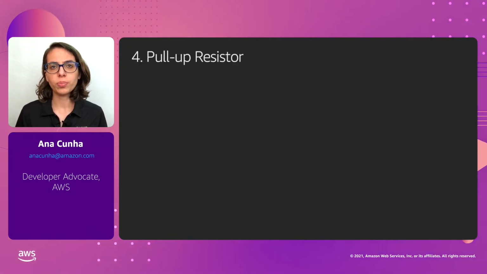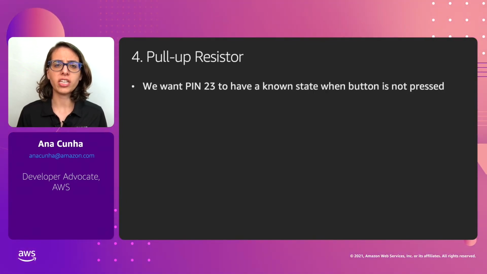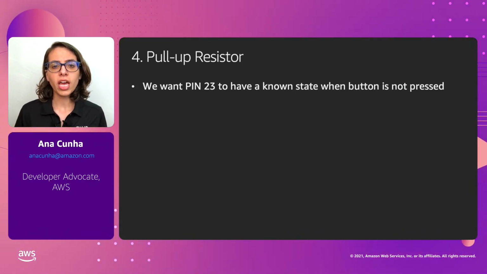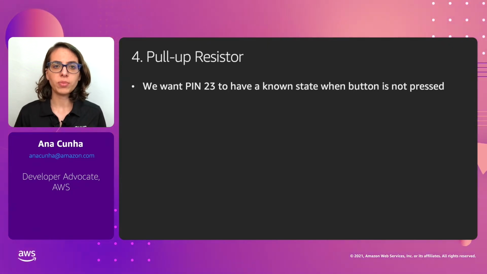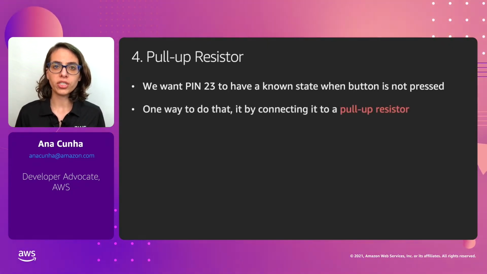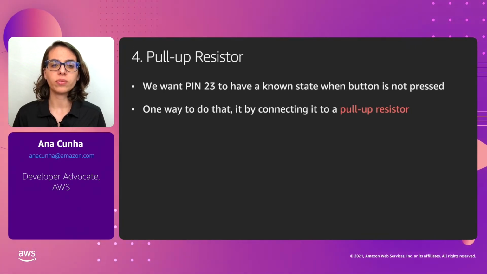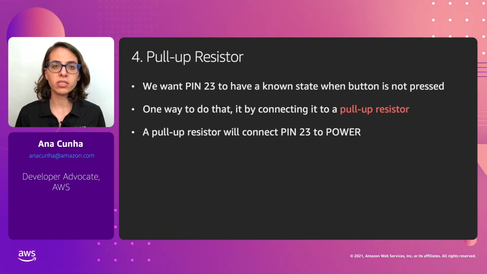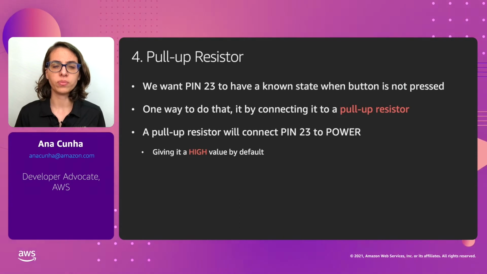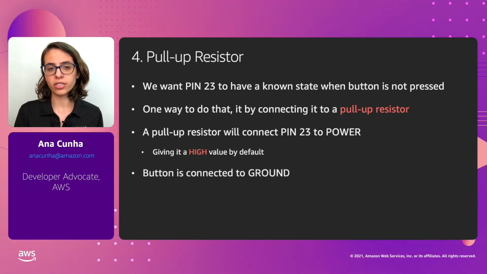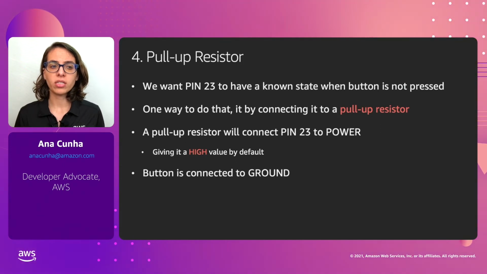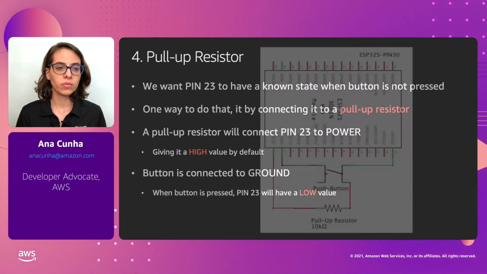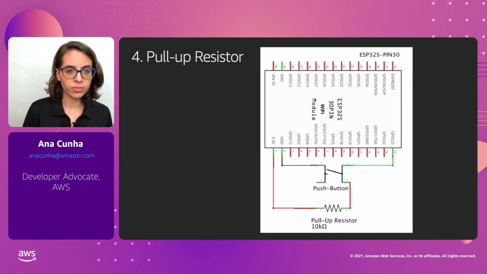What we want is for pin 23 to have a known state whenever no one is pressing the button. We need that in order to be able to correctly detect when the button is being pressed. One common way to achieve this is by using a pull-up resistor. A pull-up resistor will connect our pin to power, which means that its state will be high by default. Since our button is then connected to ground, when the button is pressed, pin 23 will change its state from high to low. So let's see how the pull-up resistor works.